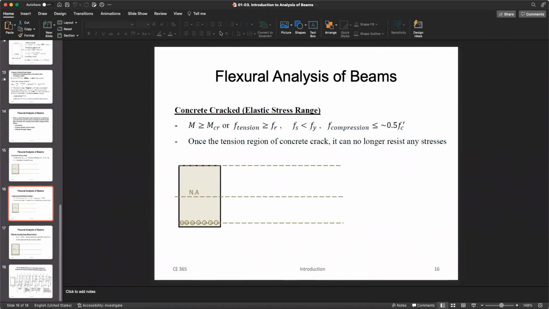All right. So let's see. The moment now becomes more than the cracking moment, or the tension is higher than the modulus of rupture, right? So you're passing that threshold. The moment is higher than the cracking moment, or the applied tension is more than the threshold of modulus of rupture. In other words, this is the tensile strength of concrete, right? Okay. Another assumption we are making.